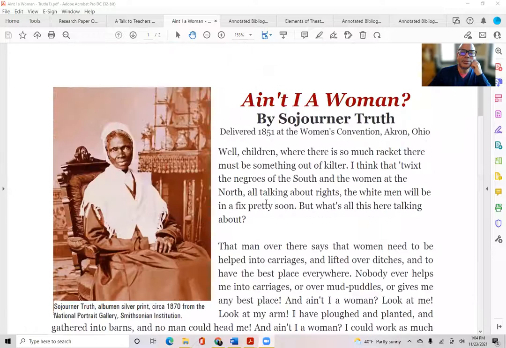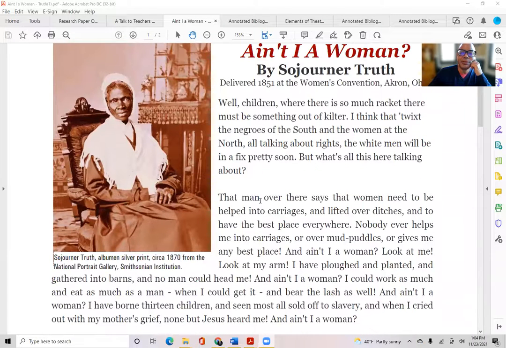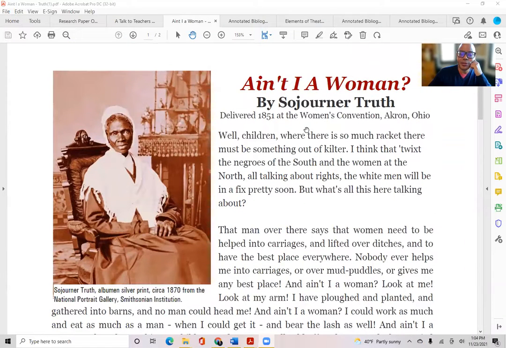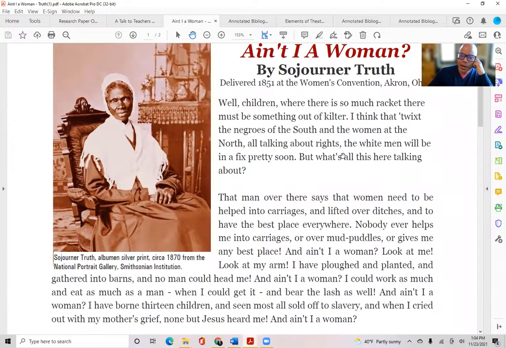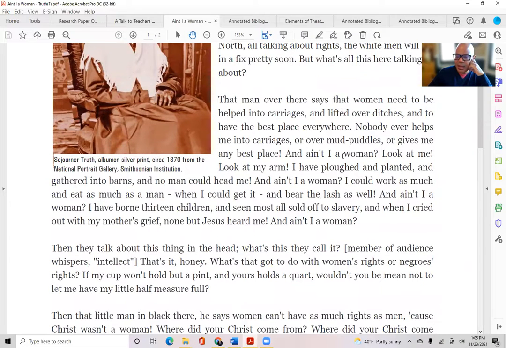Right. This is her essay. It's just one page, right? Ain't I a Woman by Sojourner Truth. And this is going to be one of the sources that you have to do a summary for your annotation. So I want us to take some time and write a summary of this, and then we will work on the summaries together.